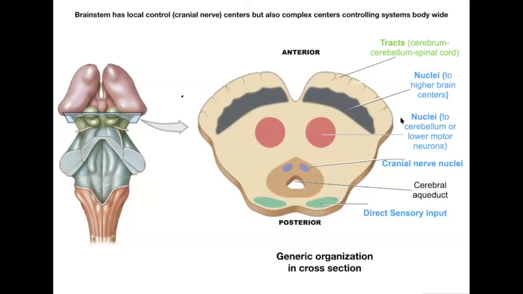And then we'll also have those higher-order brain centers, like the respiratory ones we'll talk about, as well as ones that modulate your overall brain activity. Right, so this is your brainstem, a kind of generic picture.